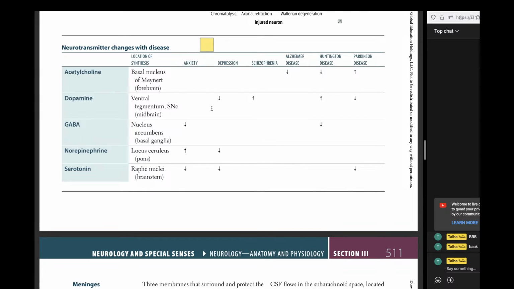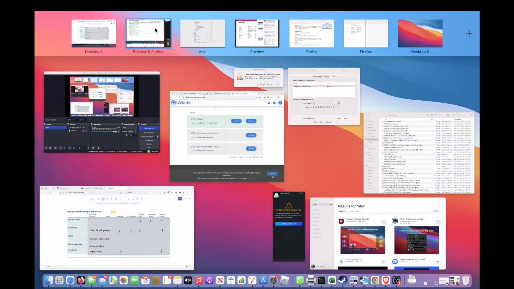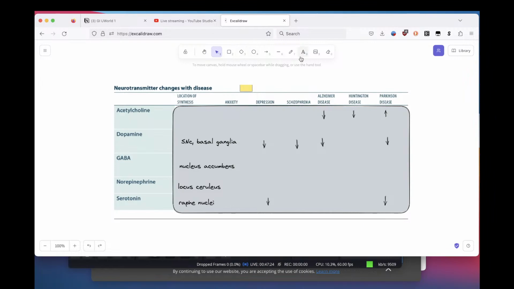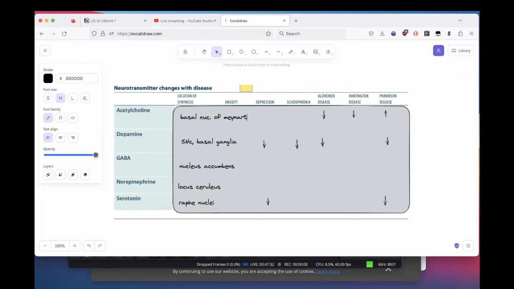And then basically it looks like in Huntington disease, dopamine and acetylcholine are in opposite directions, and same for Parkinson's. Okay. So basal nucleus of Meynert. Okay, so let me fix this. So in depression, everything is down, so dopamine is down and serotonin is down. In anxiety, your norepi is actually up.